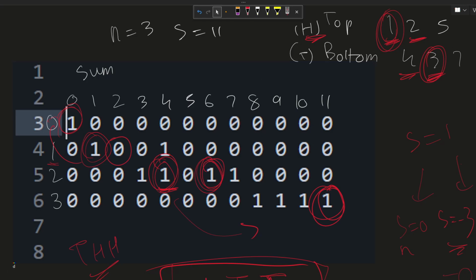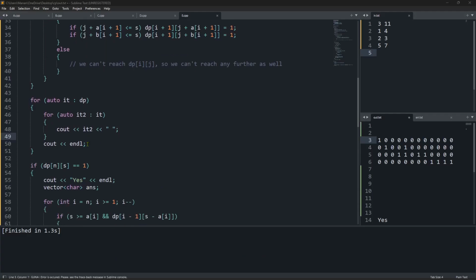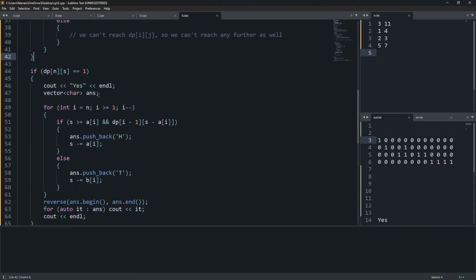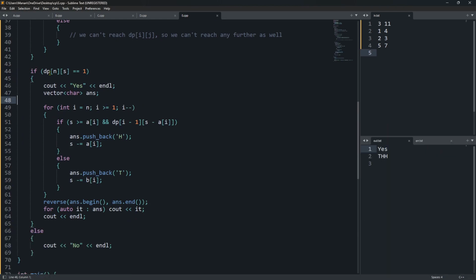So let's dive into the code to understand it better. Okay, so yeah, this was just for outputting the table, right? So we don't need this now. So simply, if dp of n comma s was 1, then only we have an answer, right? Else we just output a no, and here we just output a yes, and we have a vector answer, and we just fill it up in reverse. So we traverse each card from n to 1, and we check if dp of i minus 1 comma s minus a of i, which we have checked, right?